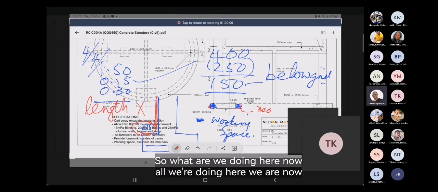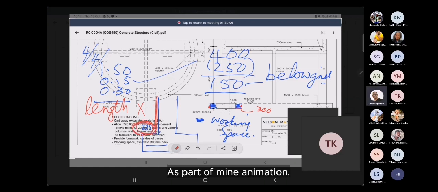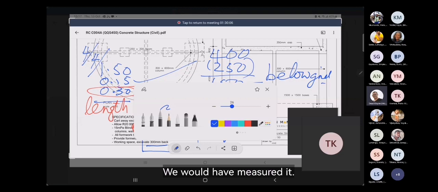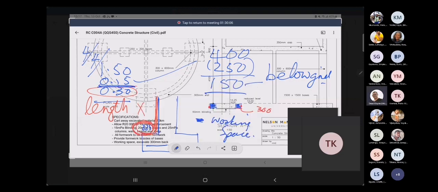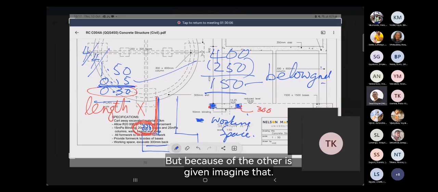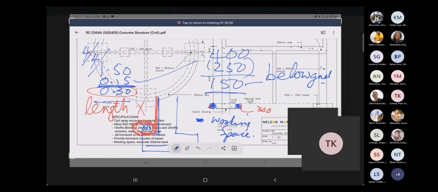So what are we doing here now? All we are doing here is adding that as part of my dimension. But if that 300 was not given, we would have measured it in meter squared. But because the 300 is given, we measured it in meter squared. Right. Now I've not done that.